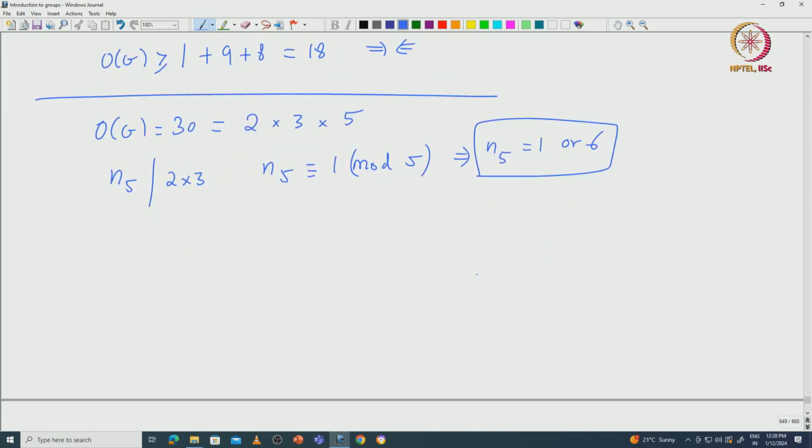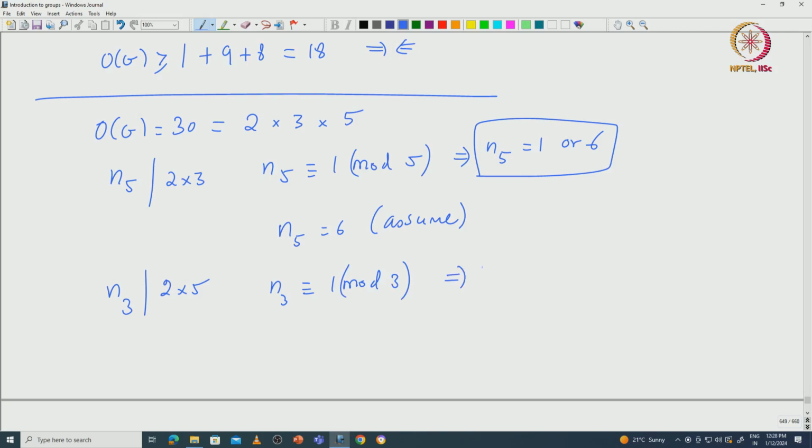Now if n5 is 1, then we are done. So assume that n5 is 6. Okay, otherwise we are done. So now let us look at n3. So n3 divides 2 into 5. So then you can see that n3 is congruent to 1 modulo 3.